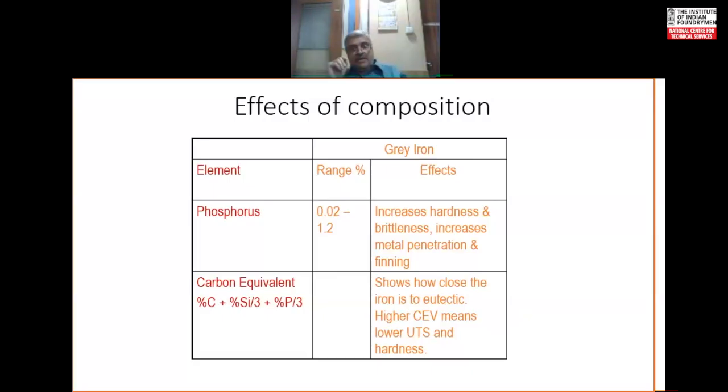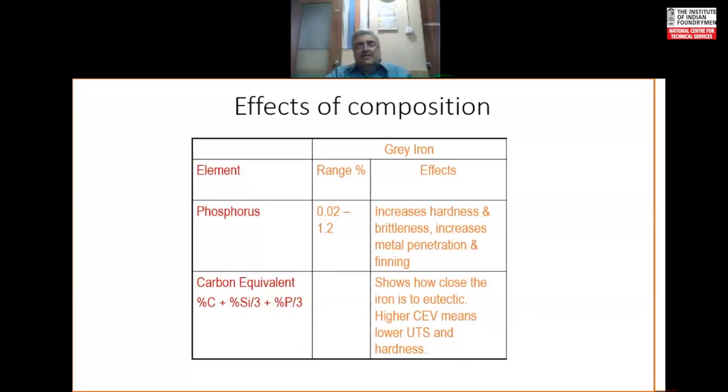Carbon equivalent, here I have taken the definition of percentage carbon plus 1/3 silicon plus 1/3 phosphorus. This is an indication of how close an iron composition is to the eutectic. And from all the discussion that we have had earlier, the higher the carbon equivalent value, the lower will be the tensile strength and hardness, because more graphite will come out of the solution. We have a higher amount of graphite coming out. As a result, the strength will be lower.